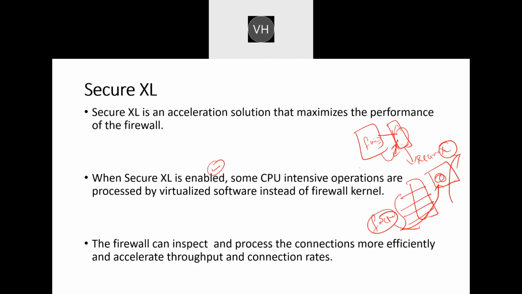Okay, so by that, firewall performance will increase, and there is no compromise from the security perspective either. It will perform whatever actions the firewall can do. Here the firewall can inspect and process connections more efficiently and accelerate the throughput and connection rate. Throughput is nothing but high performance, I can say. And connection rate is how many packets it can transfer at a time, or per second, something like that.